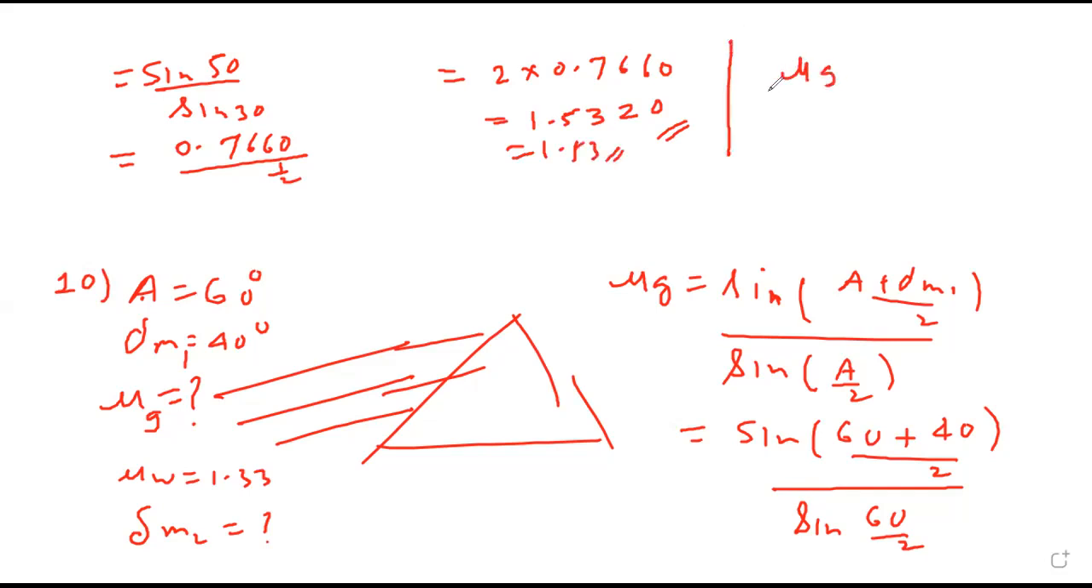Then the refractive index of glass with respect to liquid is sine of (A plus delta M2) upon 2, divided by sine of A by 2. Okay, this you can manage now afterwards. It will become the refractive index of glass upon water, which is mu g upon mu w. Then the same process.